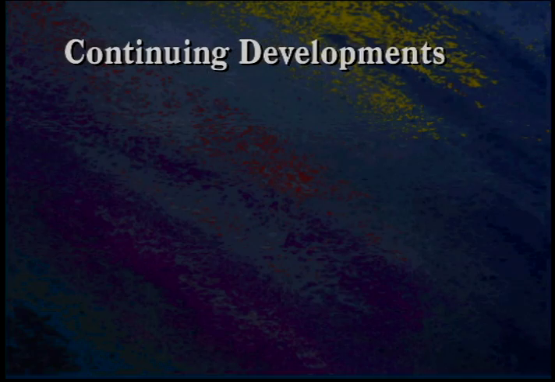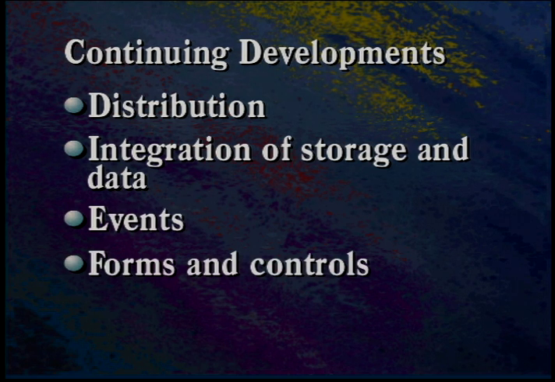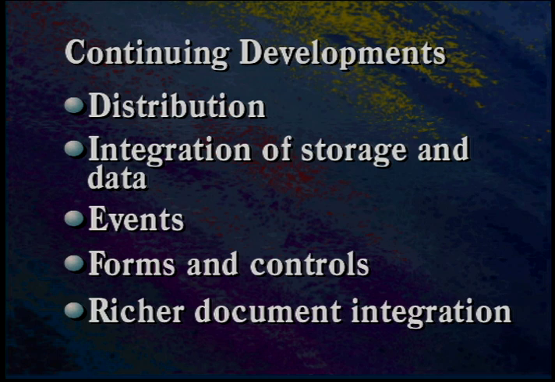I'm now going to talk for a little while about the kinds of developments that are going on during 1994, 95, and 96, about enhancements and extensions to this overall architecture. There are a number of areas to cover, including distribution on the network, integration of storage and data with the file system, events which are used to support our forms and controls model, and richer document integration so that our compound documents can become more interesting.